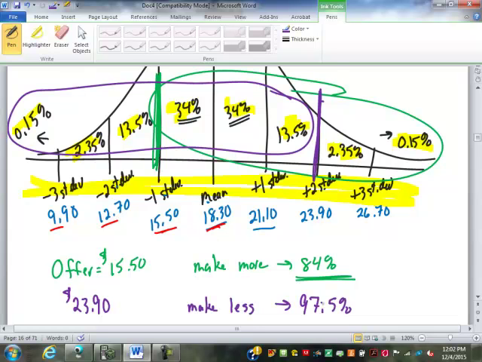Does that make sense? So it's a way of us to compare numbers to the rest of the population. We know where we stand. What if they offered us $18.30? Is that a good offer? Depends on your skill level. That means you're right in the middle. Half the people make more, half the people make less. That's average.